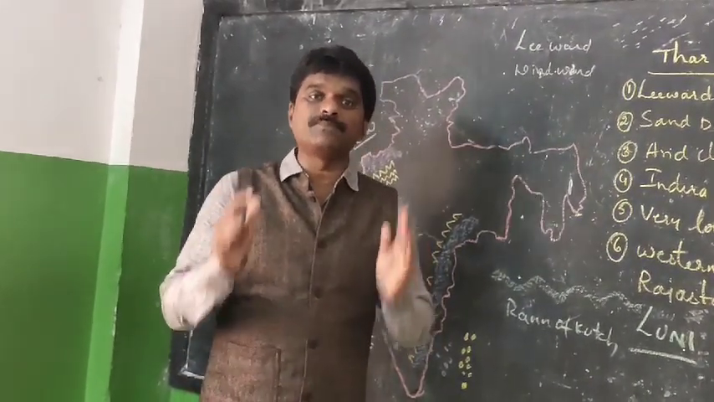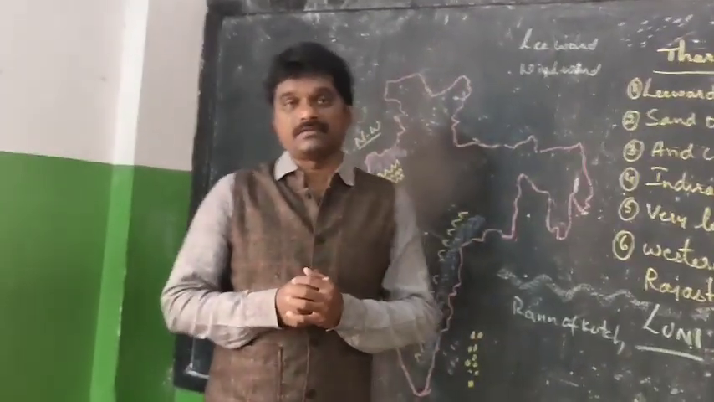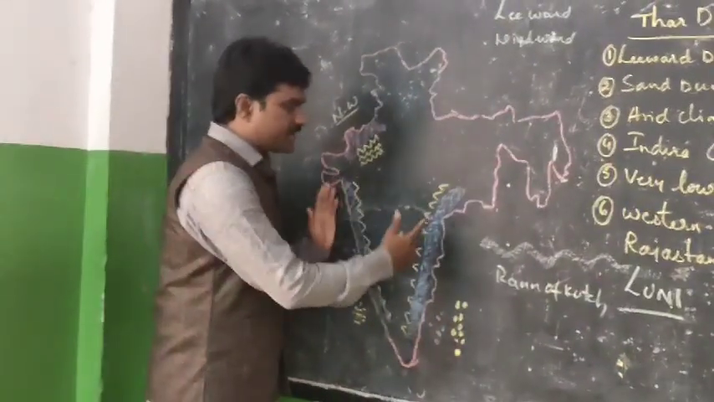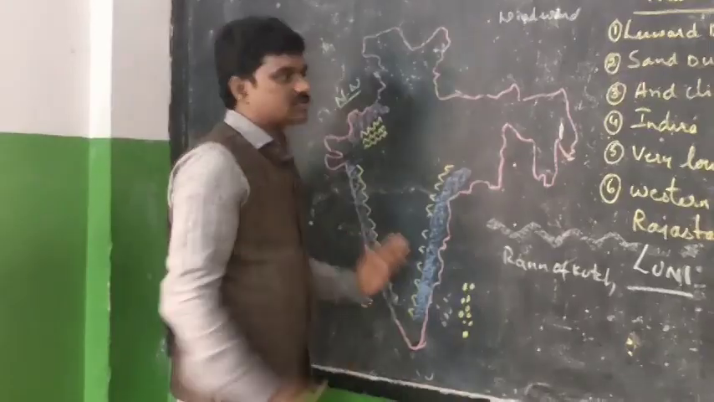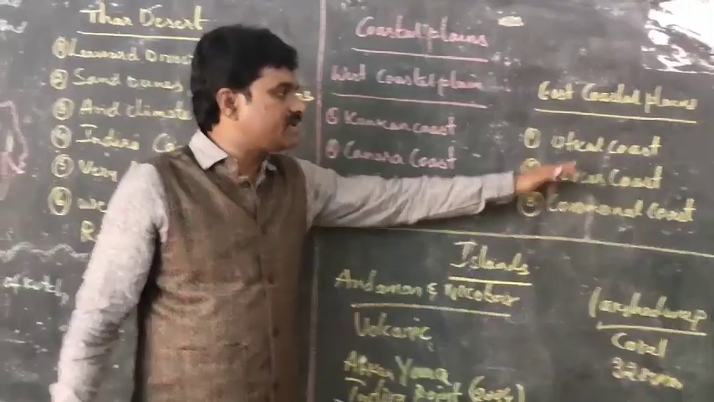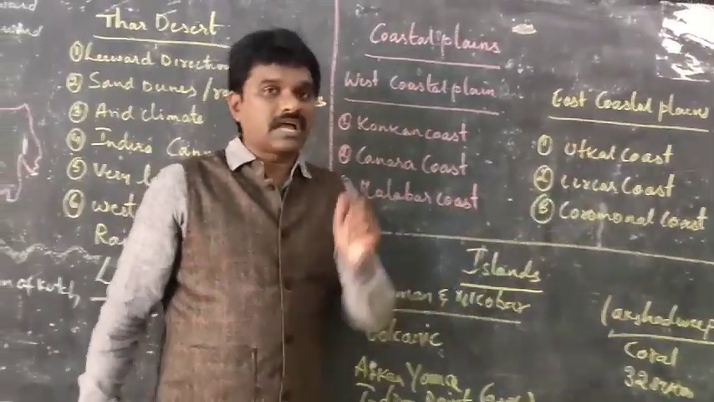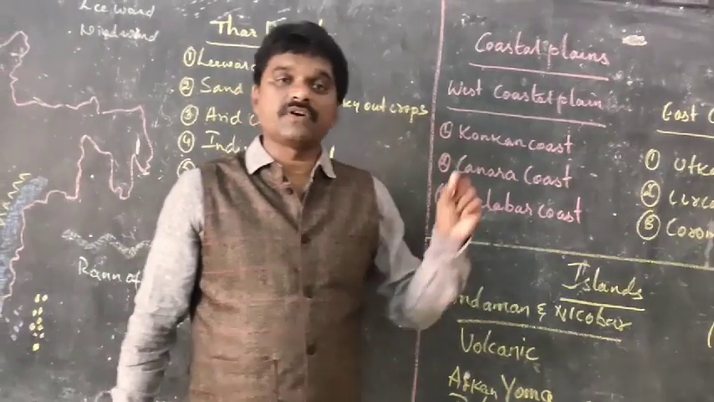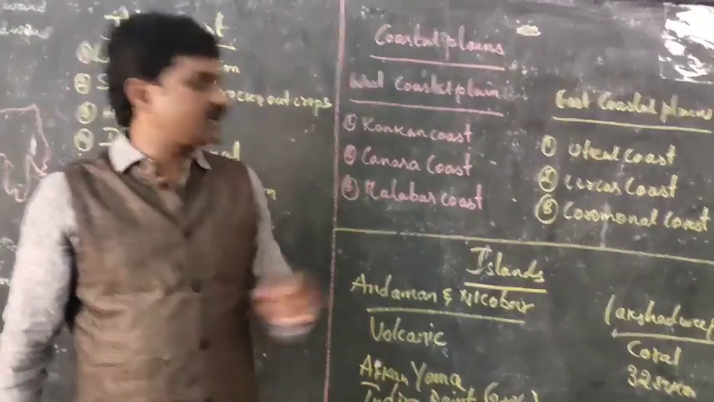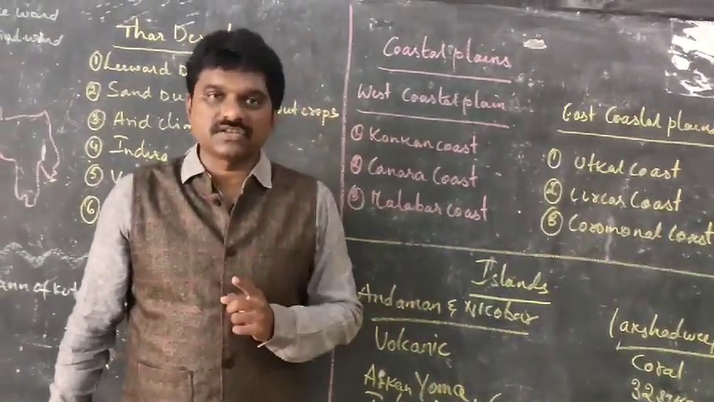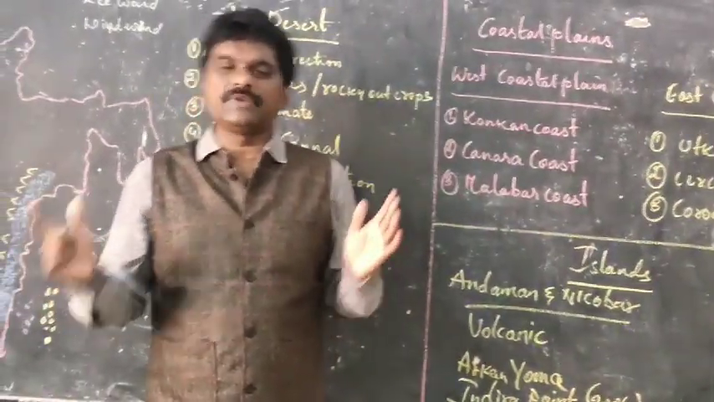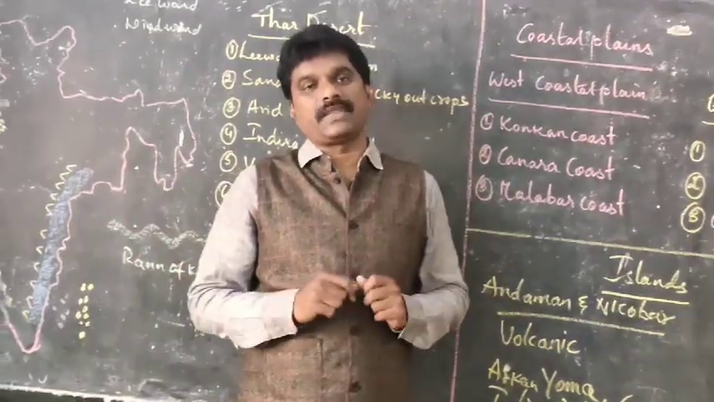You can find three important lakes in the East Coastal Plain. You can find many irrigation facilities. If you observe, these are the differences between the East Coastal Plain and the West Coastal Plain. And as the West Coastal Plain is divided into three parts, the East Coastal Plain is also divided into three parts: Utkal Coast, which consists of Orissa State, Sarkar Coast, which consists of Andhra Pradesh State, and Coromandel Coast, which consists of Tamil Nadu State. So, a very important answer: write the differences between the East Coastal Plain and the West Coastal Plain.